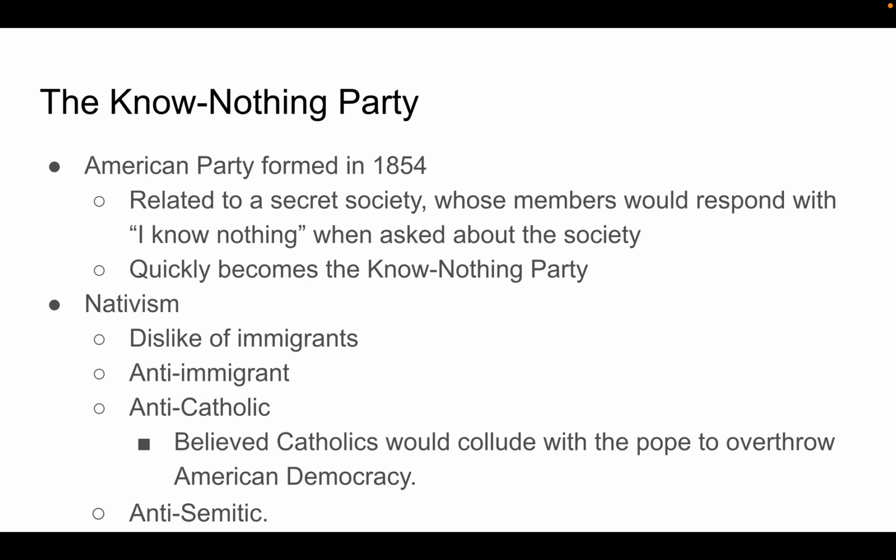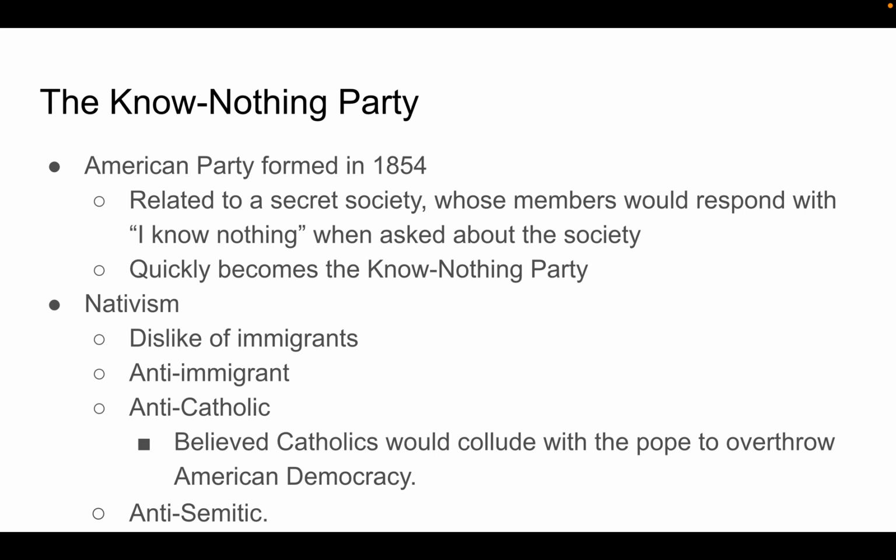The name comes from the fact that it was originally a secret society, and so if everyone was ever questioned about it, they were supposed to respond, "I know nothing," right? And that's how it becomes known as the Know Nothing Party. And they're defined by their nativism. And nativism is the dislike and disapproval of large-scale immigration.